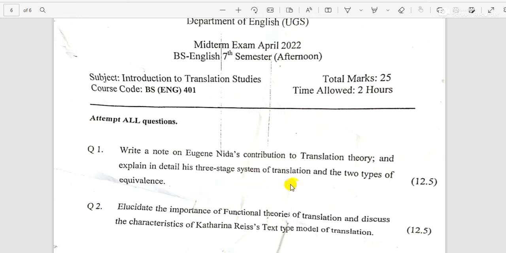of translation and two types of equivalence. And question number 2 is elucidate the importance of functional theories of translation and discuss the characteristics of Katharina Reiss's text type model of translation.